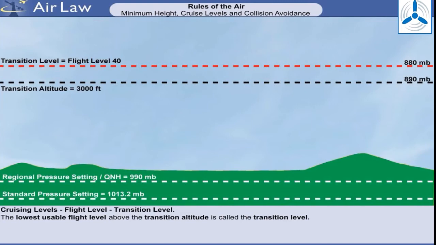The phenomenon of changing values for the transition level can be awkward to understand. You should take time to study the phenomenon on your own by referring to the lesson on altimetry in the subject of meteorology.